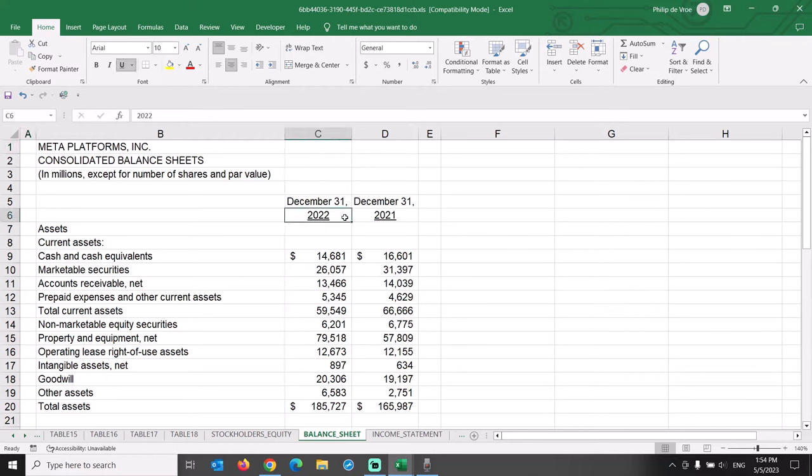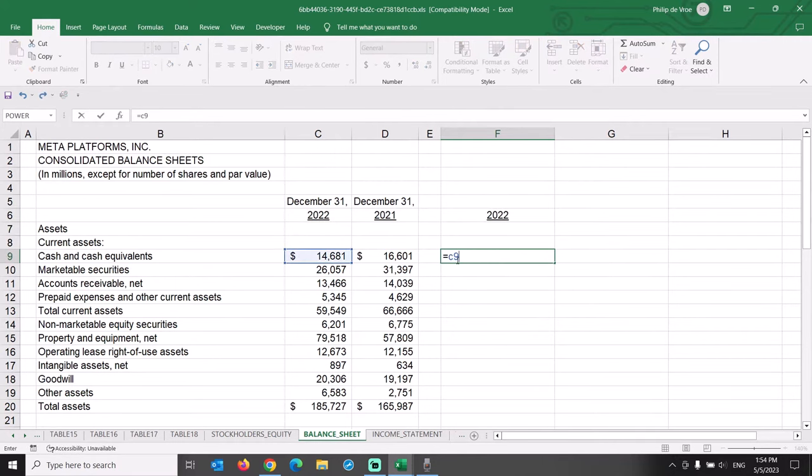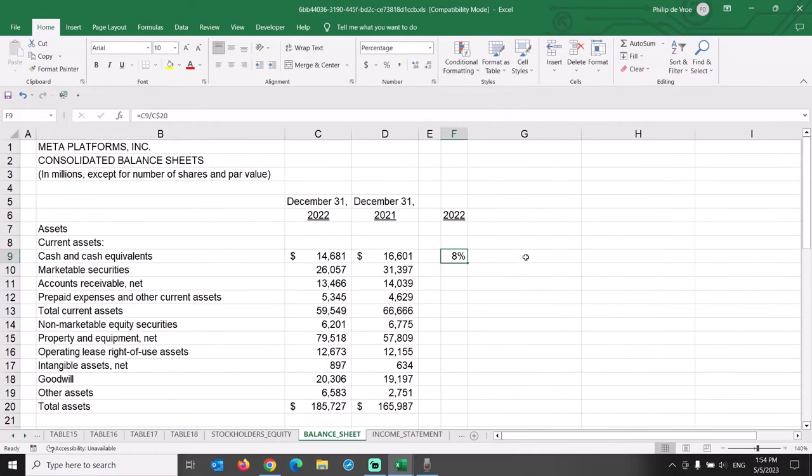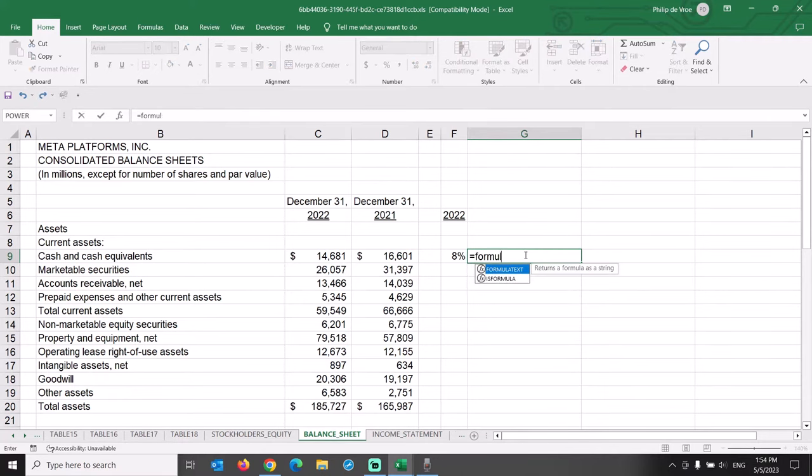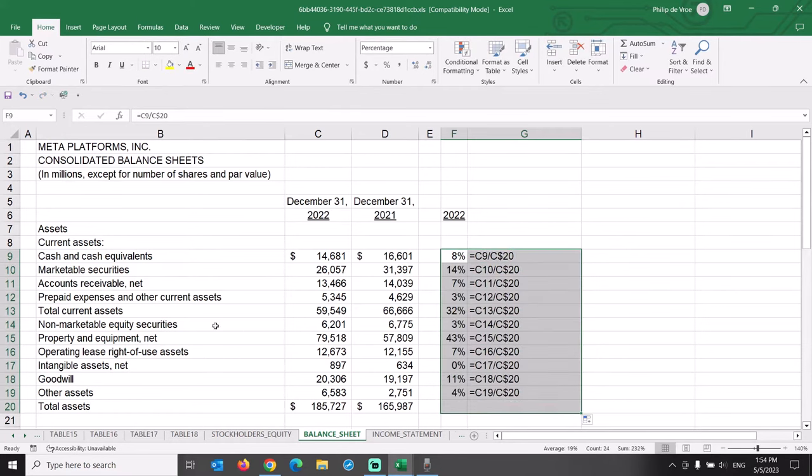For the cash and cash equivalents line, F9 equals C9 divided by C$20. Let's format that as a percentage with no decimals. Let me show you the formula by using formula text and copy both of these cells down through row 20. Let's highlight current assets and total assets in bold.